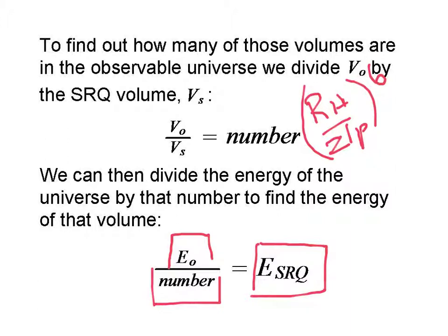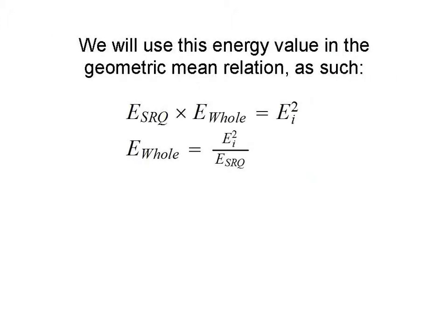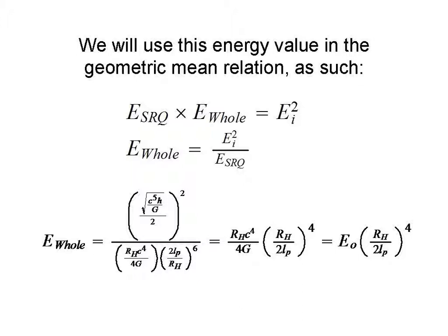We will now use the energy associated with the small radius quantum in a geometric mean relationship, where the energy of the SRQ times some unknown energy, of course this is where we're going, it's going to be the energy of the whole universe, is equal to the initial energy squared. And we find that this energy value is equal to this ratio. So we'll start plugging in our numbers. The energy value that we're looking for is equal to the initial energy squared divided by the energy of the SRQ, which is a very small energy.